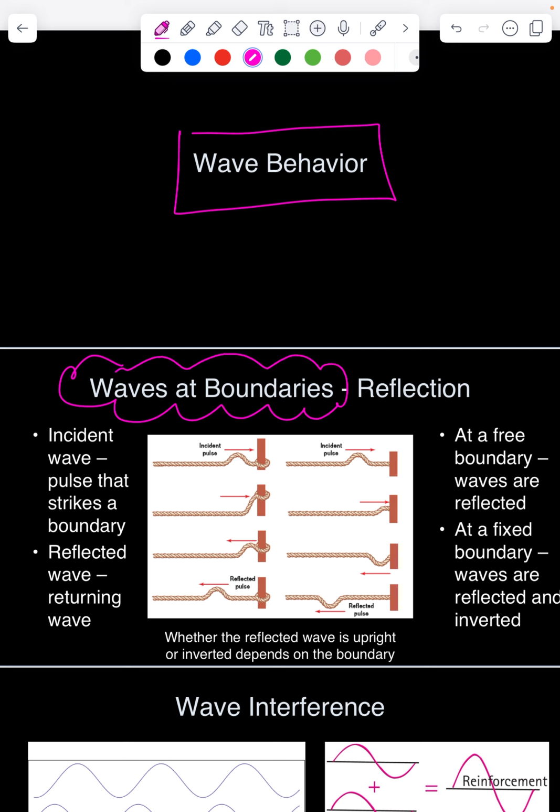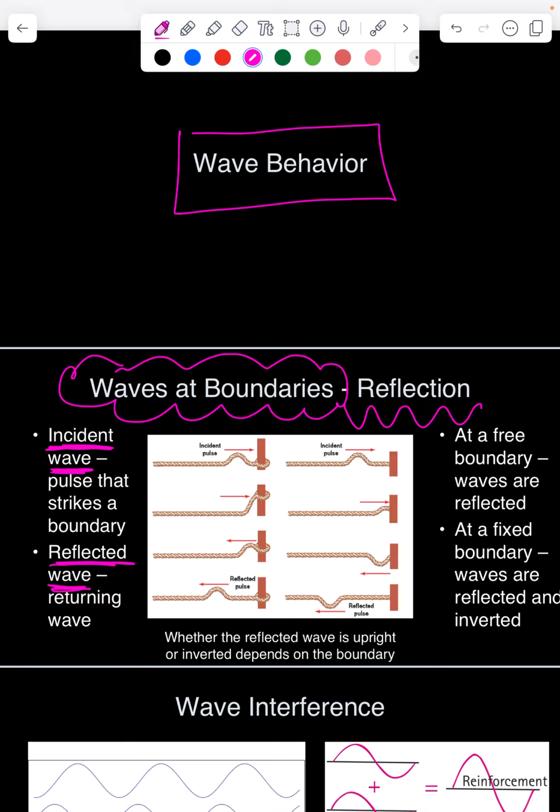The big thing you need to know is that whenever they do hit a boundary, they don't stop. You have two different waves. The wave going towards that boundary is called an incident wave. That's the original wave. Whenever it hits that boundary, it does not stop. It reflects, meaning it comes back. Your reflected wave is the wave that's coming back towards the origin.